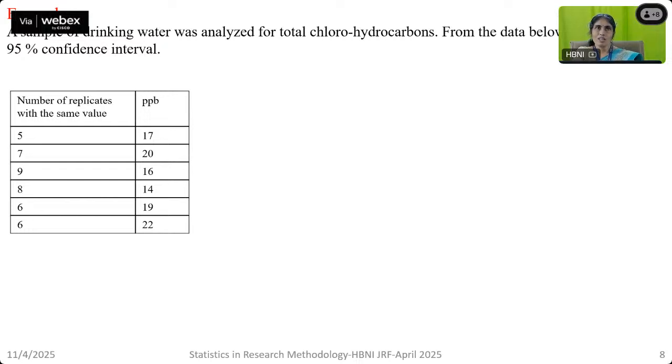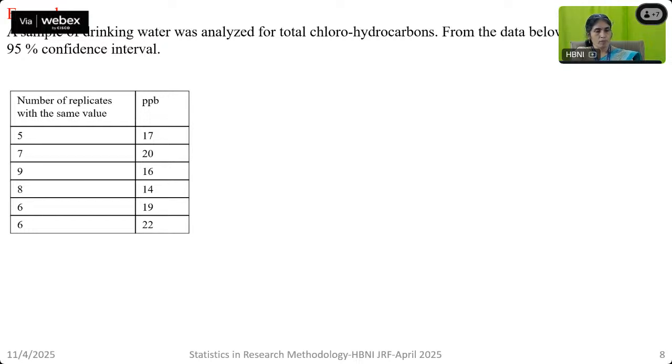Now that you have understood how to read the T table, let us do this example. A sample of drinking water was analyzed for a particular content, total chlorohydrocarbons. From the data obtained, you can have hands-on experience in calculating the 95% confidence interval. The data are given in terms of number of replicate measurements with the same values. Values are also tabulated in ppb, parts per billion, the concentration of the chlorohydrocarbon.